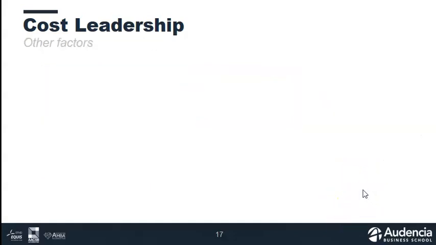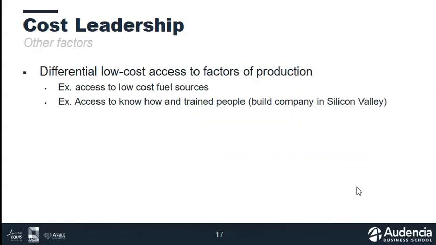There's some other factors that can go into cost leadership. Differential low-cost access to factors of production. A great example of that here is Silicon Valley. People that start their operations in Silicon Valley have a differential low-cost access to knowledge and partnerships and networks, and this gives them a competitive advantage.